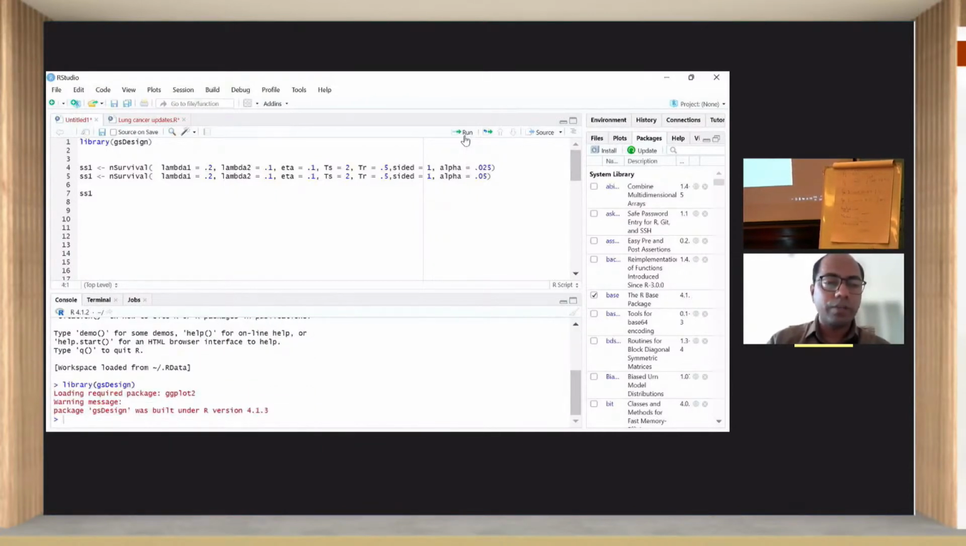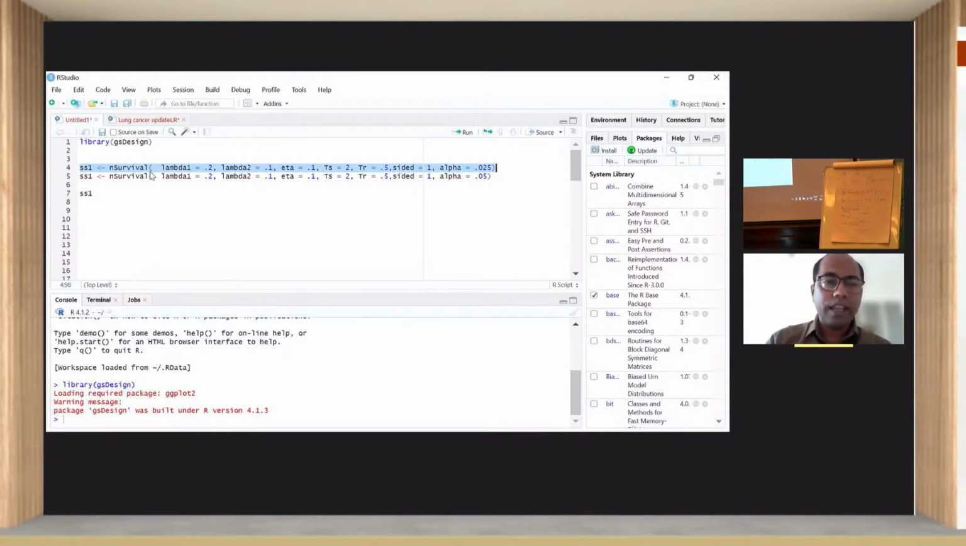Whatever the results are, they are going to come here in the window below. So let's see. This is the syntax, only one line of syntax you need to run. I'll explain what each part of the syntax means, and I'll run it as well to get an answer.